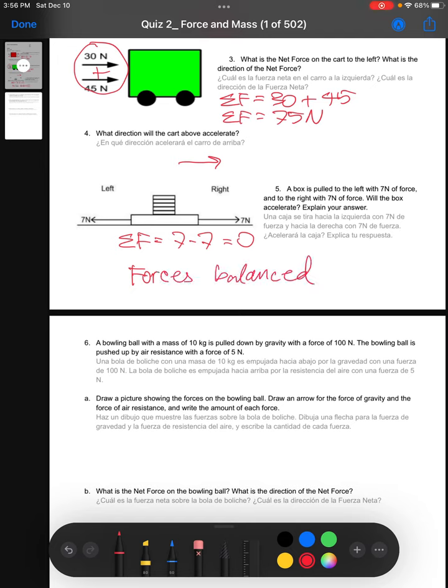Because the forces are balanced, the box will not accelerate.